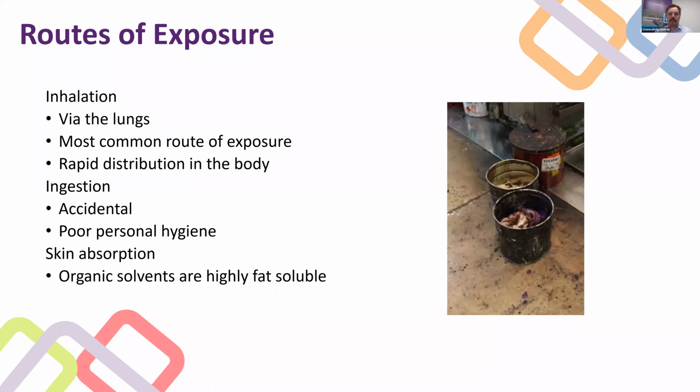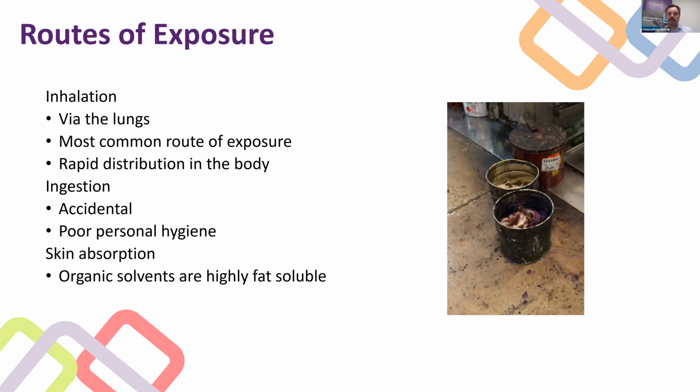So let's start with how organic solvents can enter the body. There are a few different mechanisms. The first one and most common is inhalation. Most solvents are volatile. That means that they evaporate quickly into the air. The vapors that result can be breathed in and easily pass through the lungs into the bloodstream. So this is the most common route of exposure, as I said, and it results in really rapid distribution of the solvent into the body.